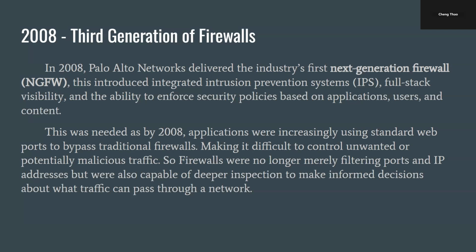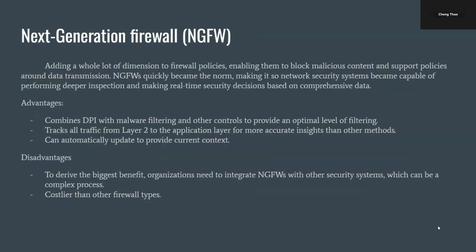So firewalls were no longer merely filtering ports and IP addresses, but they were also capable of deeper inspections to make informed decisions about what traffic can pass through a network. Next generation firewalls, in addition to the whole dimensions of firewall policies, enabled blocking malicious content and supporting policies around data transmissions. NGFWs quickly became the norm, making it so network security became capable of performing deeper inspections and making real-time security decisions based on comprehensive data.